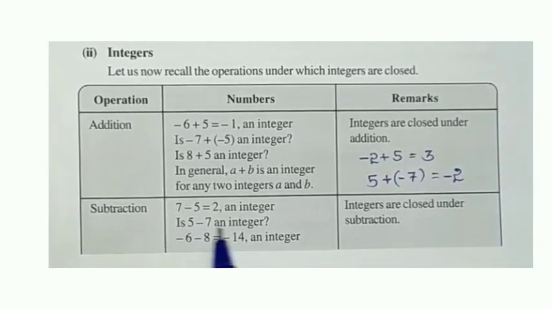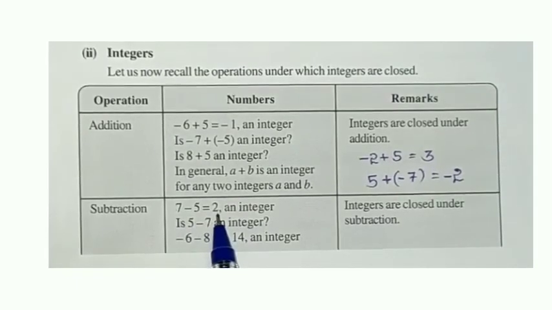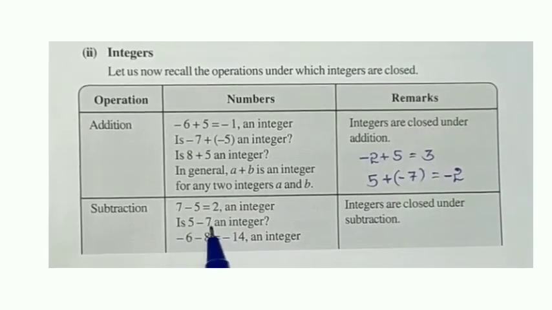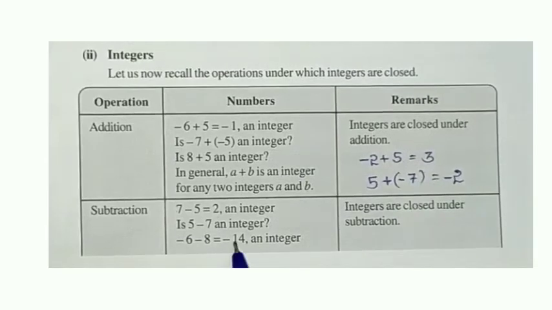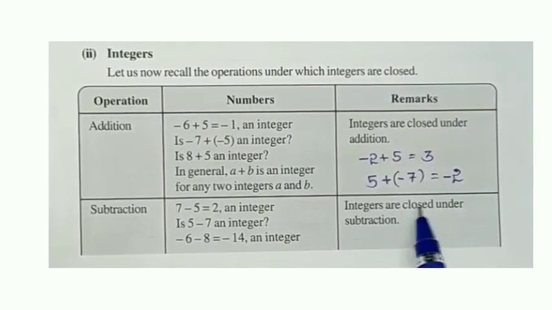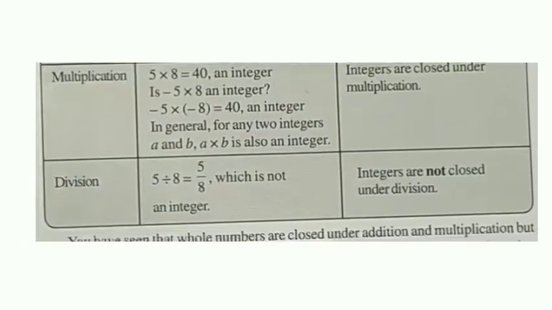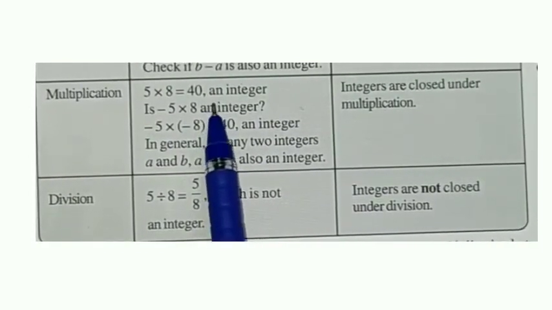Similarly in subtraction, 7 minus 5 again we will get 2, it is also an integer. Or else 5 minus 7, how we did here, that is also an integer. That's why integers are closed under subtraction also. Now applying for multiplication. Whenever you multiply two integers, again you will get an integer only. That's why integers are closed under multiplication.